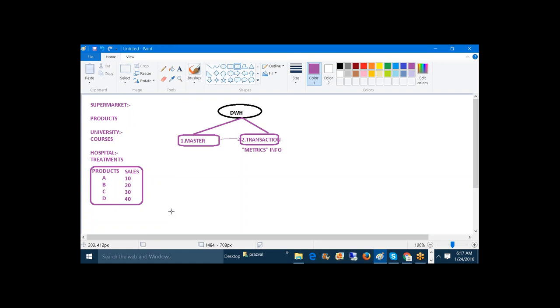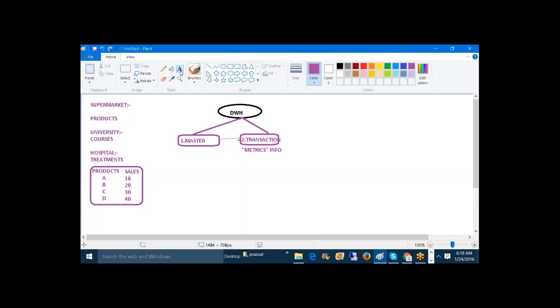Next, what is the relationship between master and transaction? Master always acts as the parent and transaction always acts as the child. So how do we define the parent-child relationship?